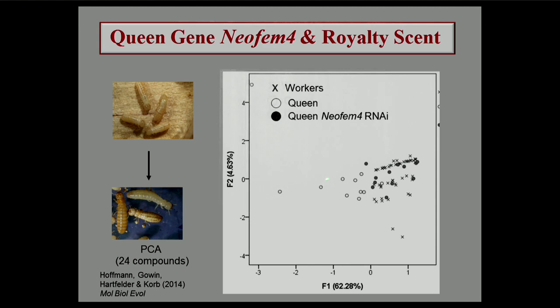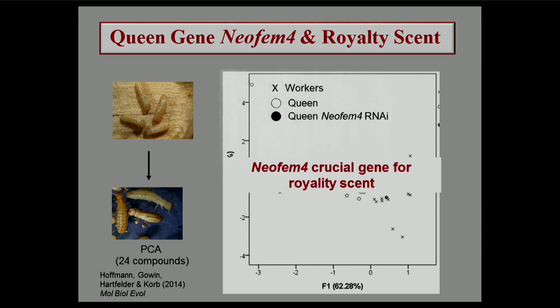When we silence the NeoFEM4 gene, the cuticular hydrocarbon pattern of the queens changed, and it became more worker-like. There was a shift to the filled circles, so this really smelled like workers. This made us believe that NeoFEM4 is a crucial gene for the royalty scent in this termite species.